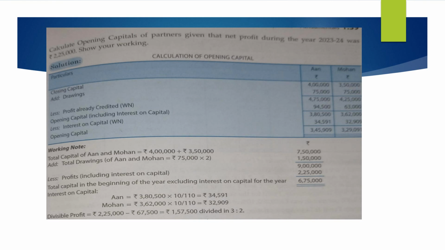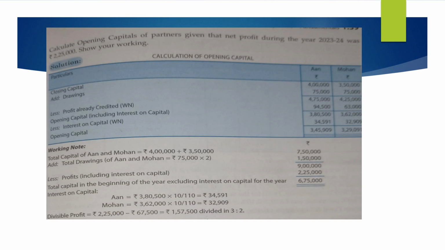Now, from this 6,75,000, if we find interest on capital, what will that be? They have given that interest on capital to be 10%. So 67,500 is the interest on capital. Divisible profit is 2,25,000 minus 67,500, so 1,57,500 is the divisible profit, the profit which is to be divided between Anne and Mohan. So Anne's profit after subtracting the interest on capital will be 94,500 and Mohan's will be 63,000.